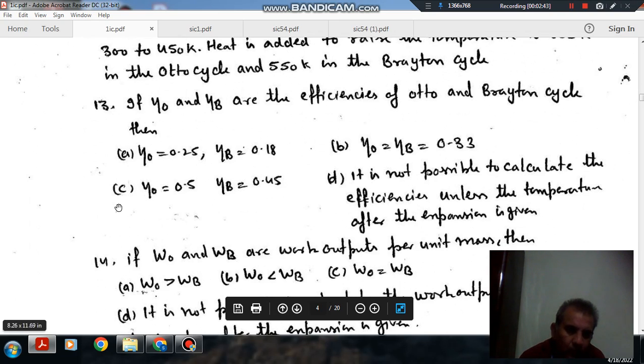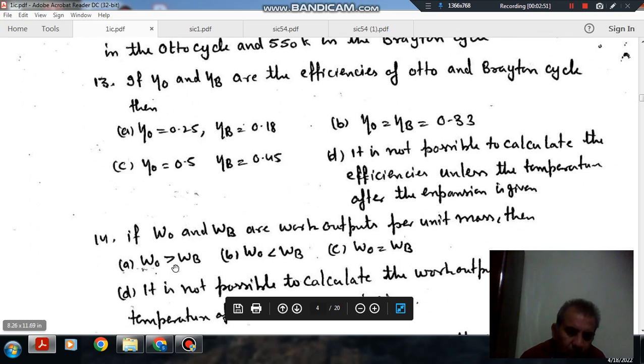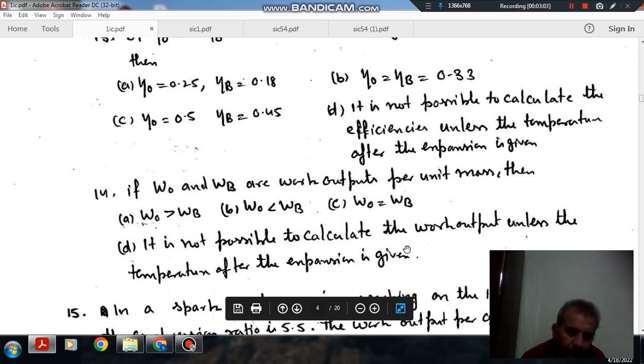Question number 14: if WO and WB are work output per unit mass, then which is correct? Option A, WO is greater than WB. Option B, WO is less than WB. Option C, WO is equal to WB. Option D, it is not possible to calculate the work output unless the temperature after the expansion is given.